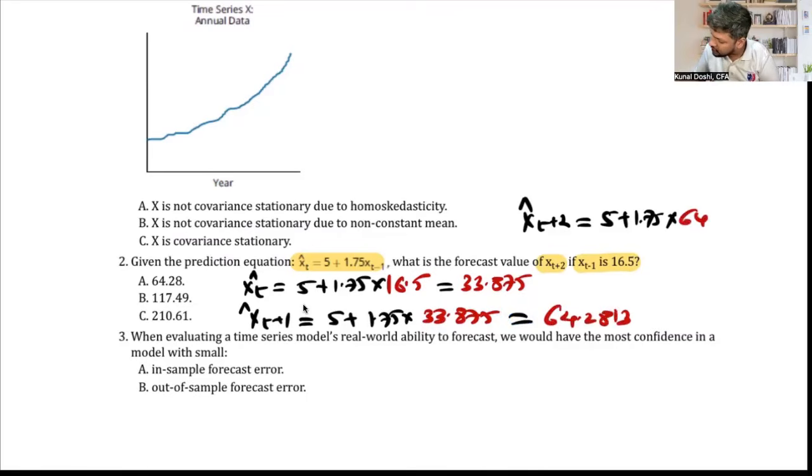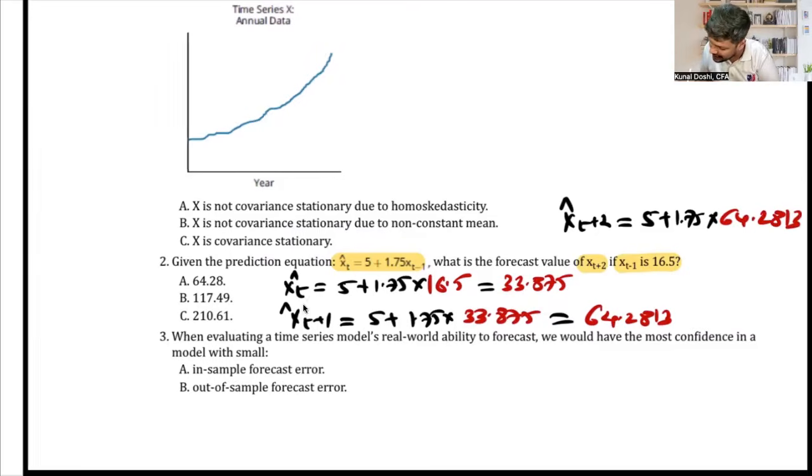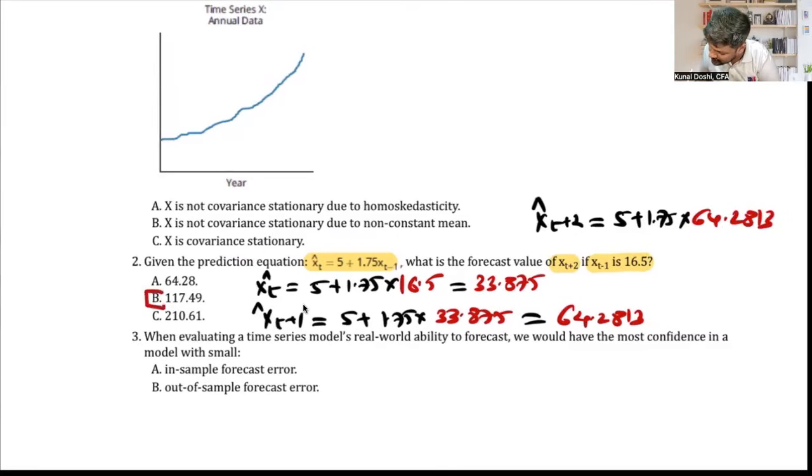64.2813. So multiply that with 1.75 plus 5. You will get 117.49. That is chain sequencing. This is how you reach here. Got it, everyone? Clear? Easy?